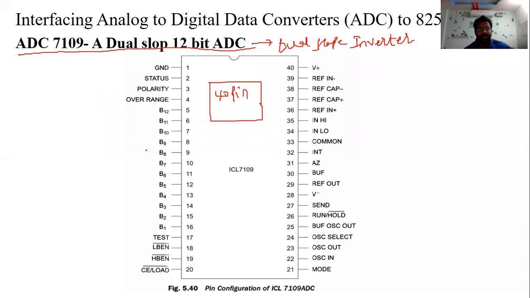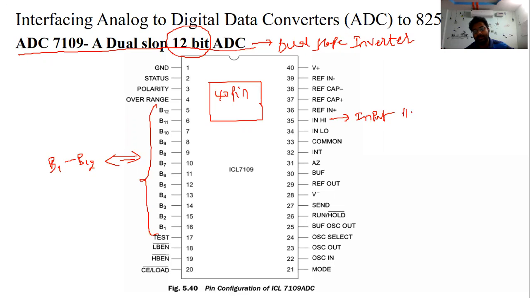Out of these 40 pins, 12 pins are the 12 data bits, since this is a 12-bit converter, B1 to B12. Then the remaining lines are ground, status, polarity, power range, and reference signals. Then INHI means the input high signal, and then this is the input low signal.